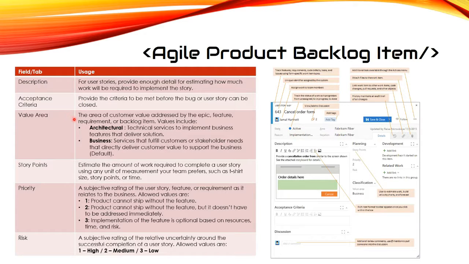For the value area, it can either be architectural or business, is business by default. For story points, estimate the amount of work required to complete a user story using a unit of measure your team prefers, such as t-shirt size, story points, or time. I use hours. Priority, accepted rating of the user story feature requirements as it relates to the business. So 1 is the most important, and basically 3 is the least important. Risk, a subjective rating of the relative uncertainty around the successful completion of a user story. Allowed values are 1, high, 2, medium, 3, or low.